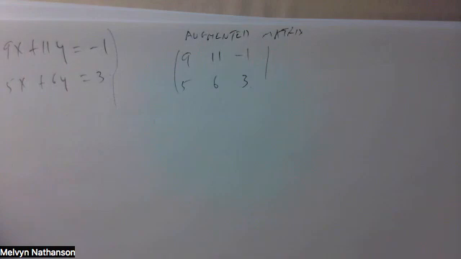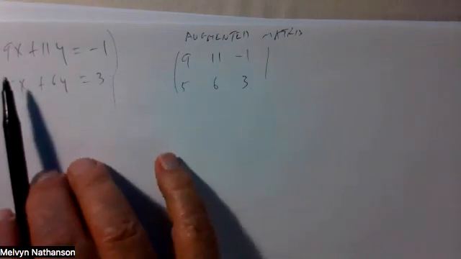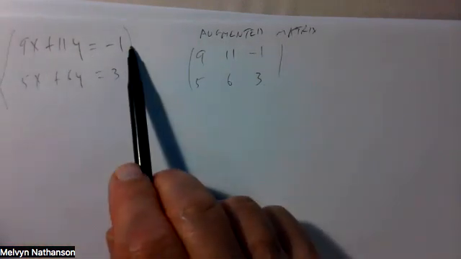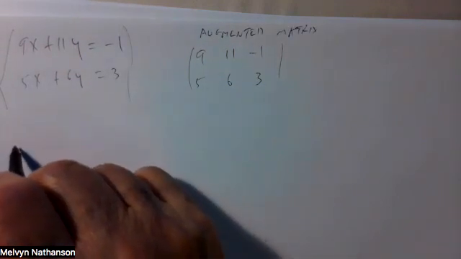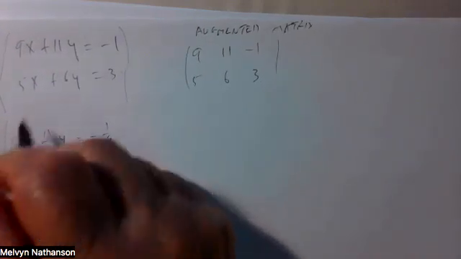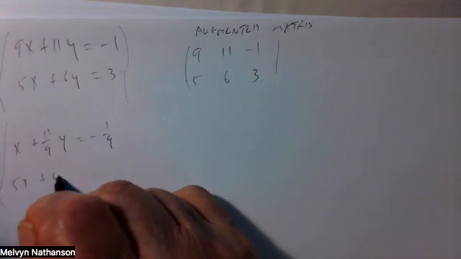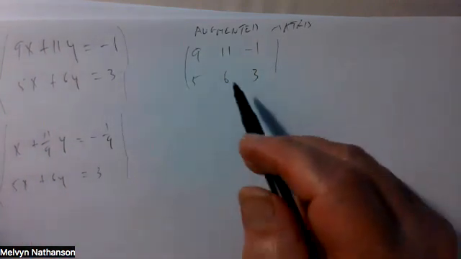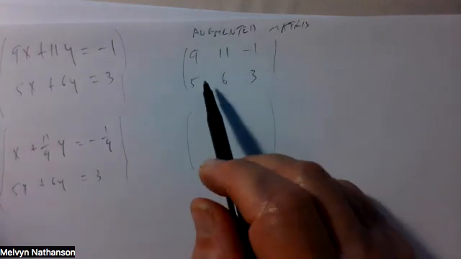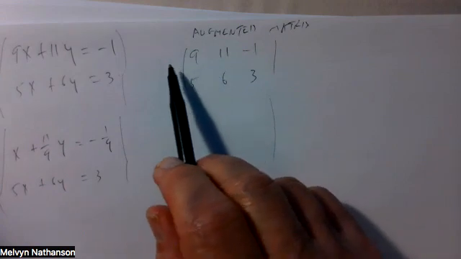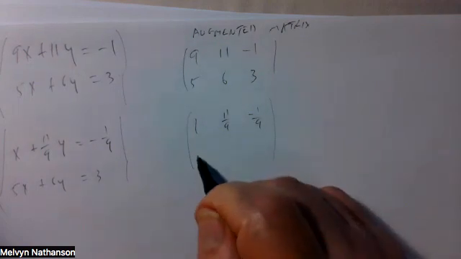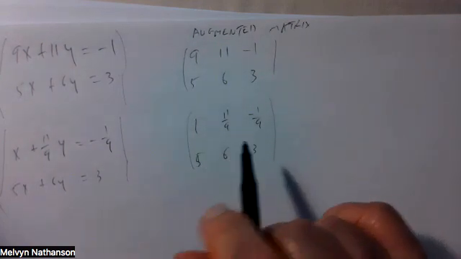Now, if I'm going to perform Gaussian elimination on the equations, the first step is to have the coefficient of x equal to 1. So I multiply the first equation by a ninth. So this becomes x plus 11 over 9 y equals minus 1 over 9. And the second equation doesn't change. This is exactly the same as taking the augmented matrix and applying the elementary row operation of multiplying the first row by a ninth. I get 1, 11 over 9, minus 1 over 9, and the same second row. Okay.